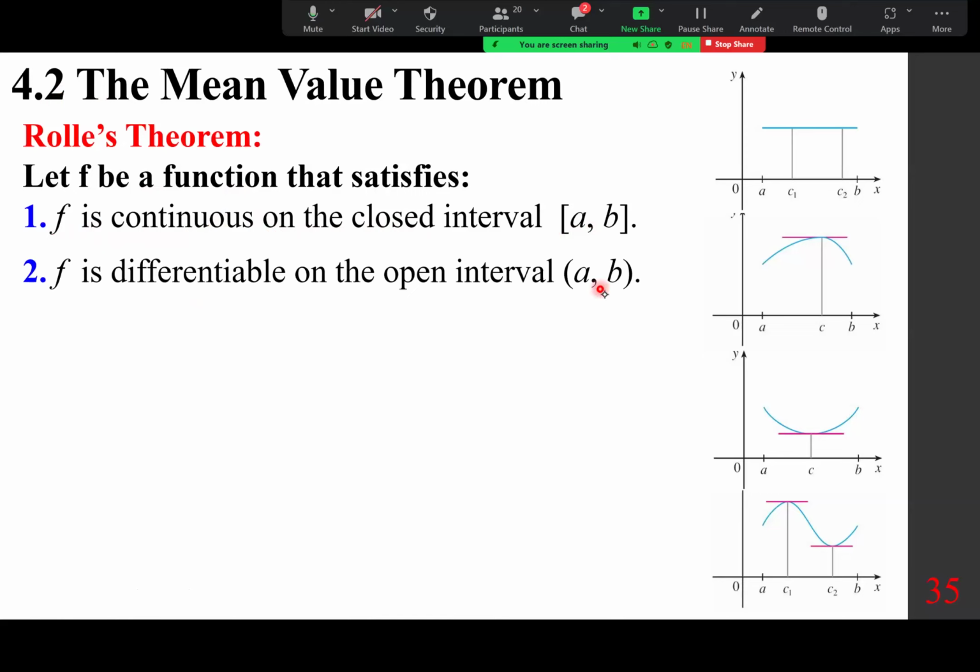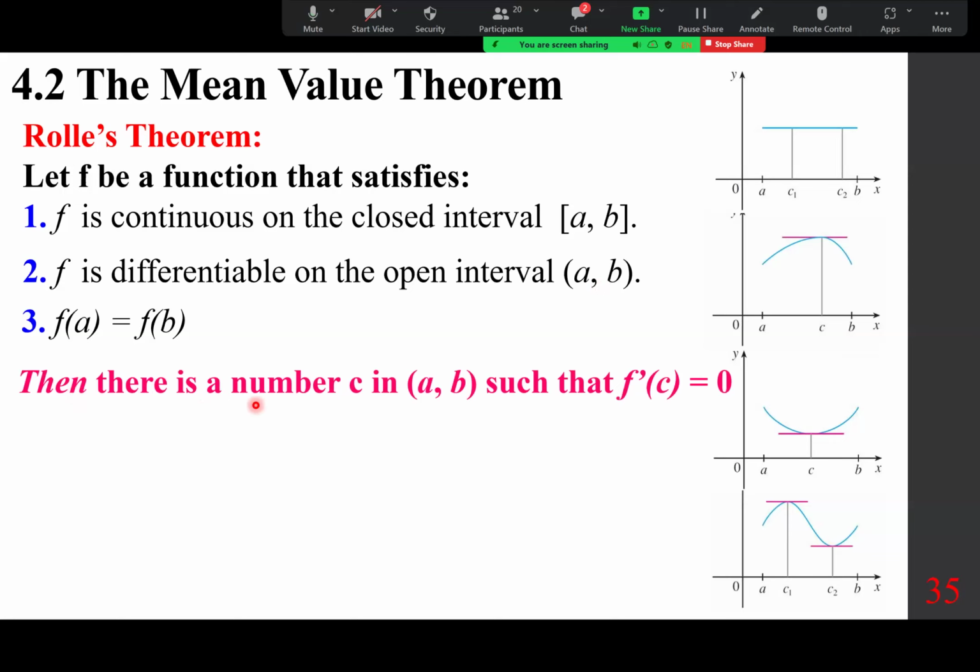A function may be differentiable, but at the endpoints it may not be, because of the concept of a limit from the left and right. Number 3, f of a equals f of b. The endpoints result in the same functional value. If so, then there is a number c in the interval of a to b such that f prime of c is equal to 0.